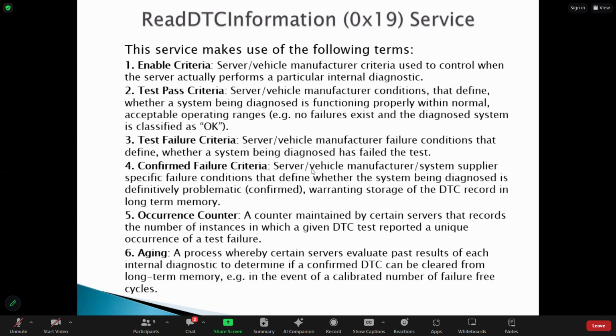Enable criteria is when the server is going to run the test to identify failure. That is called enable criteria. So in critical issues, that run will be automatically done by the server every 100 milliseconds. Every 100 millisecond, the ECU will check whether the sensors are working fine or not, all the hardware is fine or not. So for that ECU, what is the enable criteria? 100 millisecond, because the server is running that test every 100 millisecond to check, right? That is the trigger point for internal diagnostic. Understood?